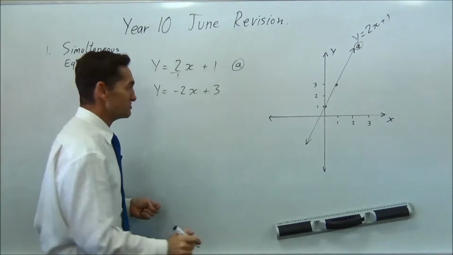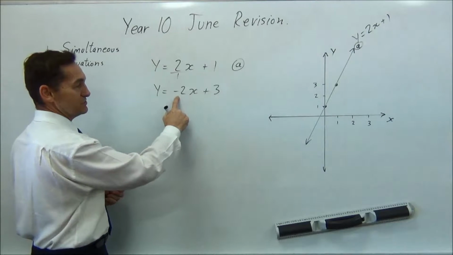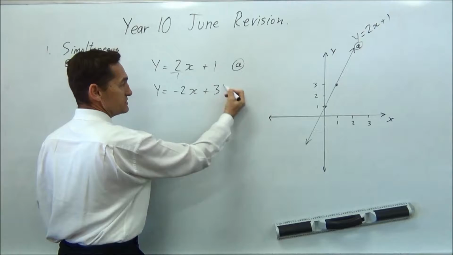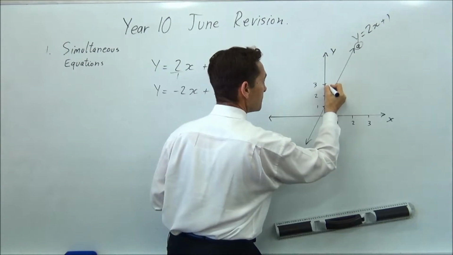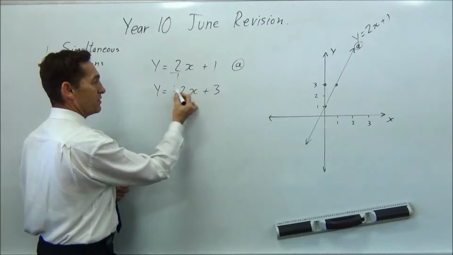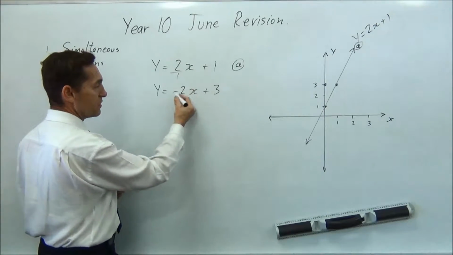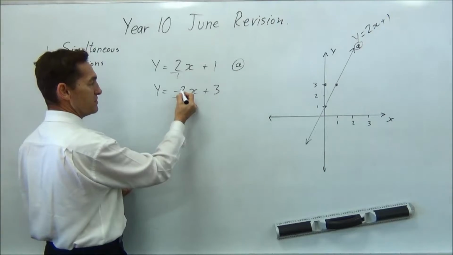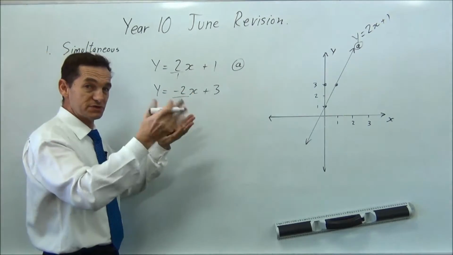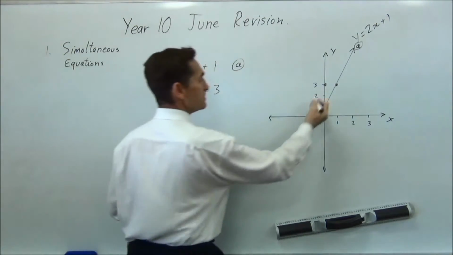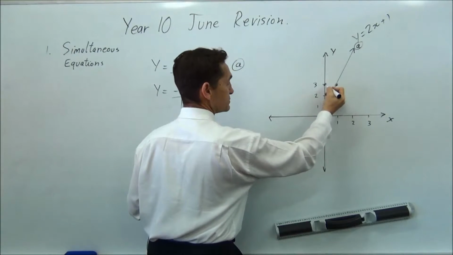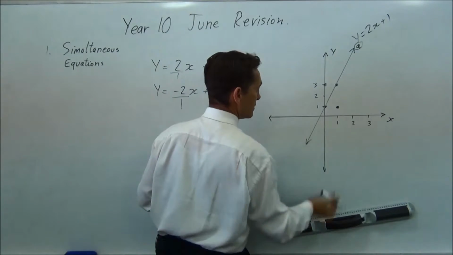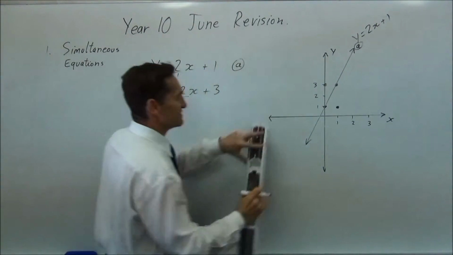Okay? Good to remember. Next one, y equals minus 2x plus 3. Again, plus 3 is our y-intercept, so put a dot on 3. Gradient, rise over run. A whole number is a number over 1. So rise minus 2, run 1. We're going to go down 2, across 1, put a dot. Join the dots.